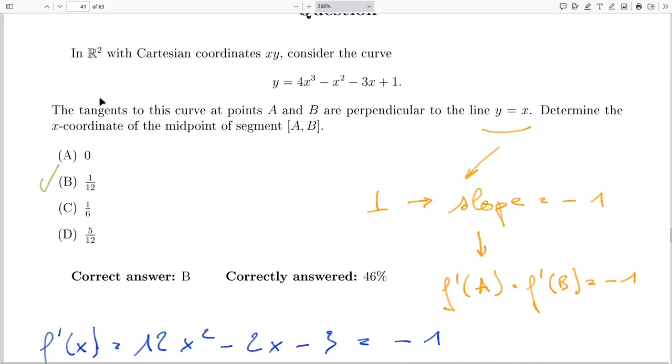So the question is: in a plane with Cartesian coordinates xy, consider the curve y equals 4x to the third minus x squared minus 3x plus 1. The tangents to this curve at points A and B are perpendicular to the line y equals x. Determine the x coordinate of the midpoint of segment AB.